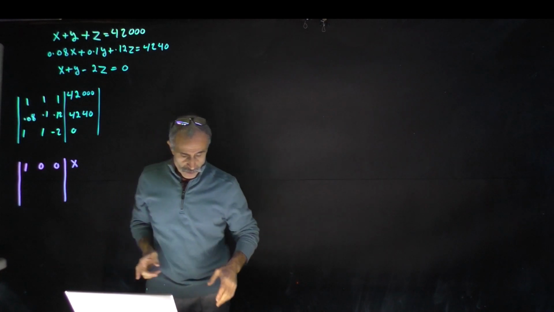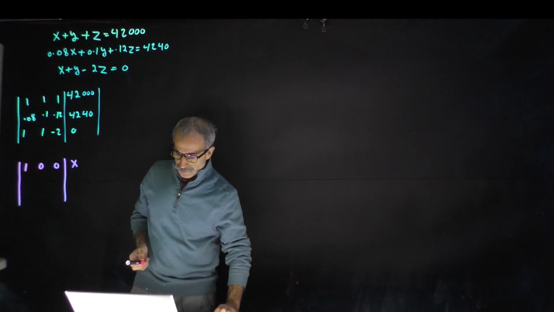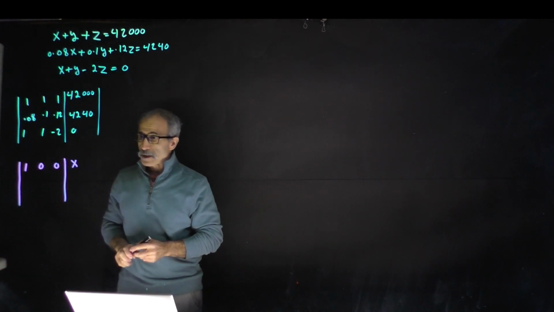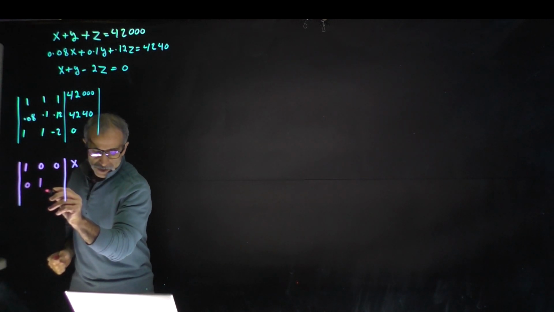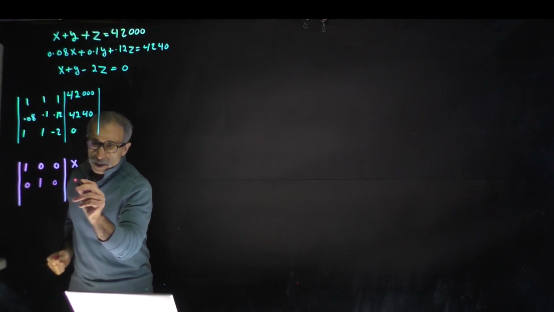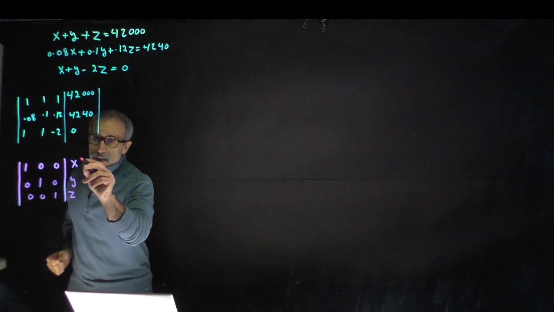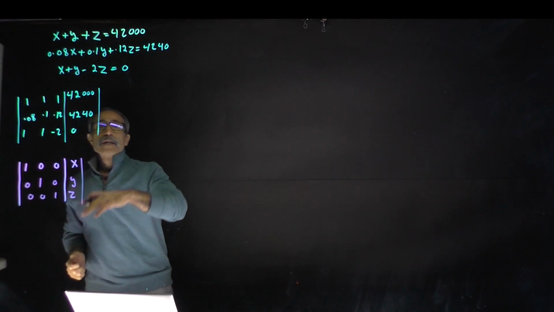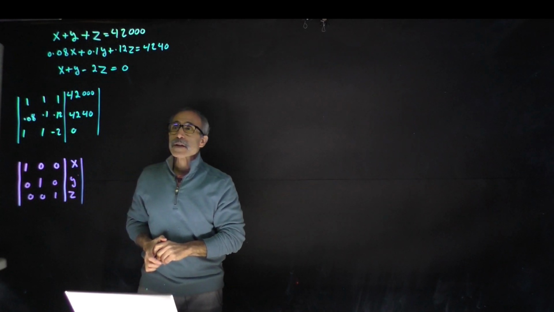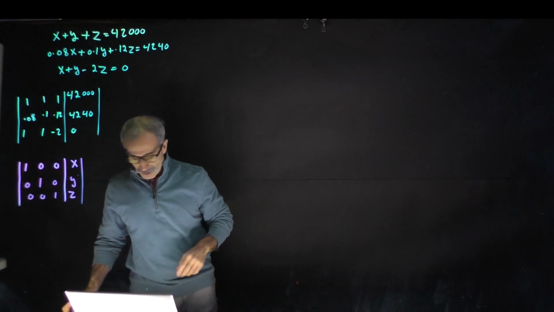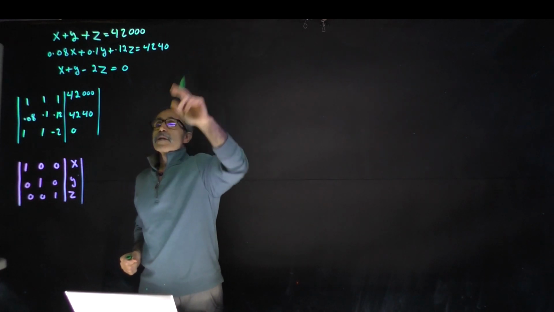Our goal is to make this matrix into a form of 1, 0, 0, come up to x, 0, 1, 0, come up to y, and 0, 0, 1, z. We want to make this look like that, and that will be our answer that we're looking for. So let's get to work here. What I'm going to do is move this matrix up here.